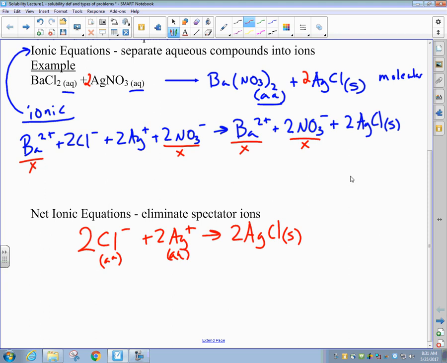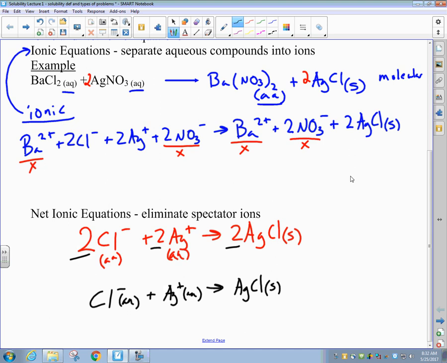Now this is one of those unusual situations where when you finally have this, you see that you have all 2's. So we're going to want to simplify this and write the simplest whole number ratio. So you're going to have 1 chloride, 1 silver, and that's going to produce 1 silver chloride as a solid there. And that would be your final net ionic equation.